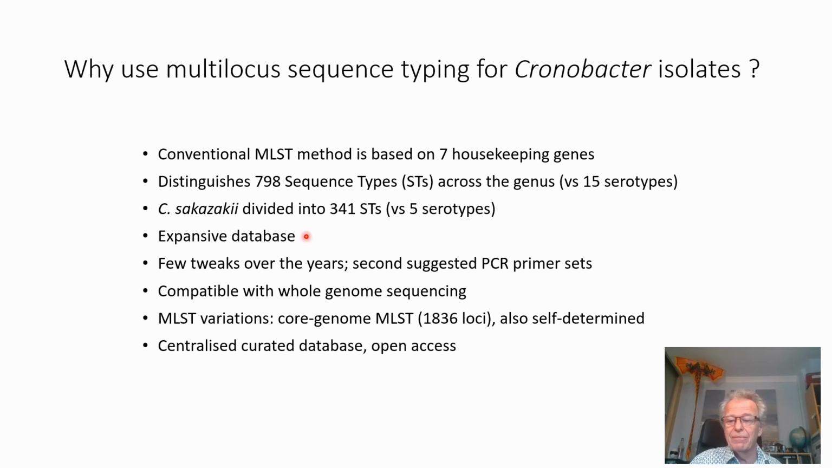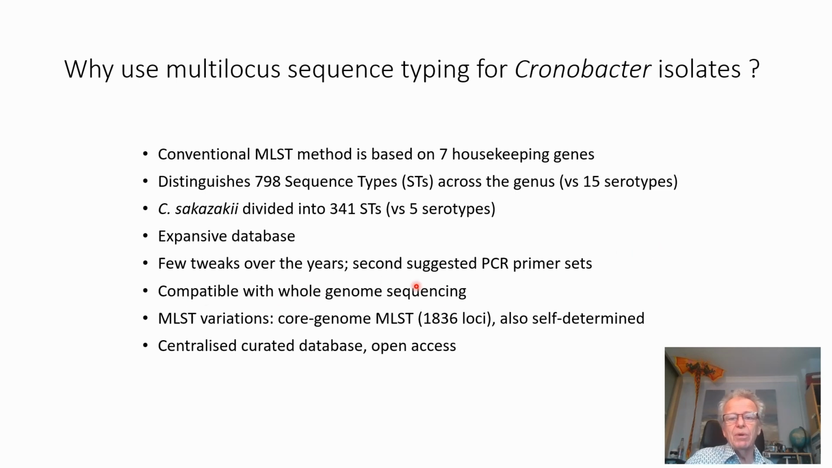It's expansive. You can choose whichever loci you want within reason. And over the many years, crikey, it's been about 14 years since we've been running this, there's been very few tweaks, and it works right across the genus. If you look at many MLST schemes, they're applicable only for one species. But the Cronobacter scheme, the way in which we designed it in the very beginning, which will be another video sometime, is very robust. Occasionally you can have trouble with a couple of loci, and that's why on the website there is a second set of PCR primers which are recommended if you have problems.